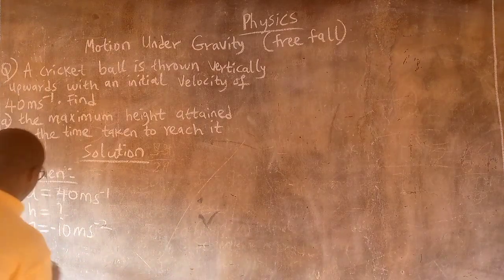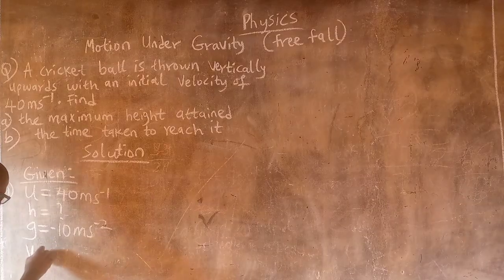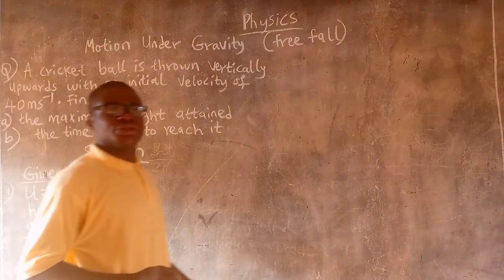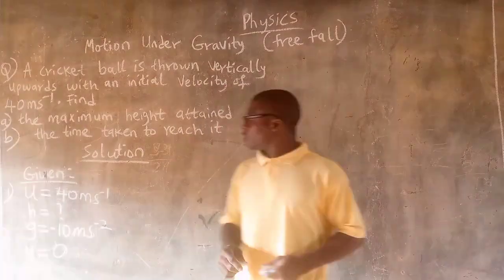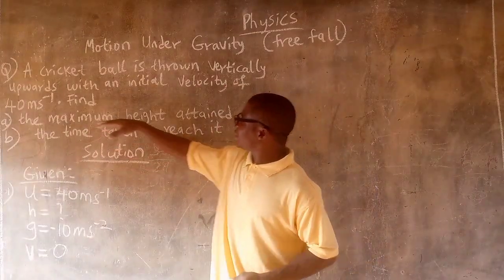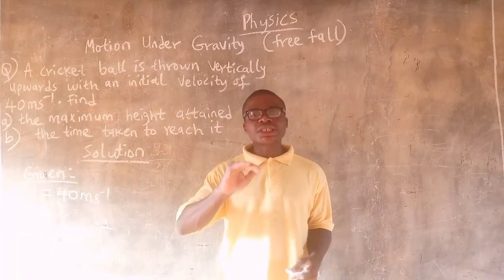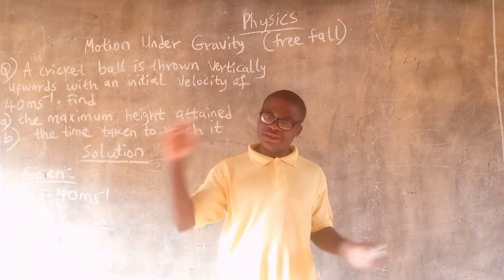Then the final velocity V is 0. Why? Because at maximum height, the velocity of that object thrown upward is 0.